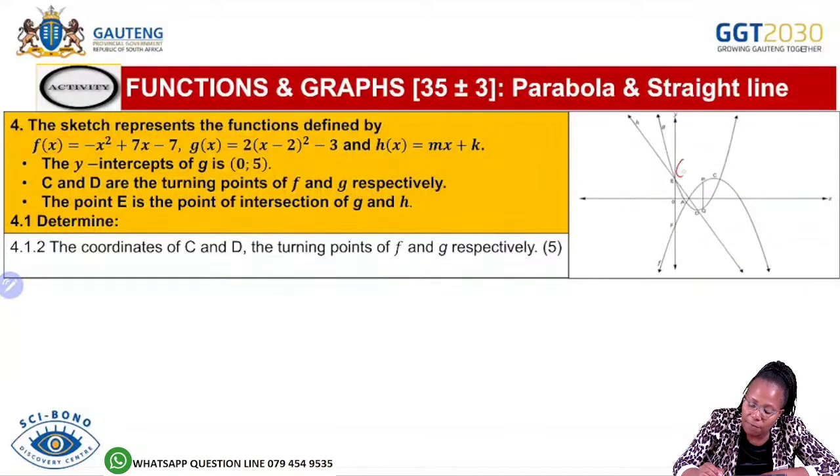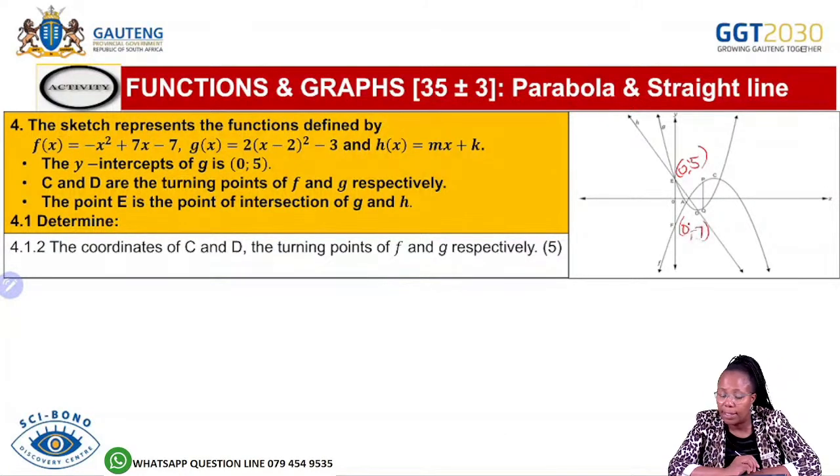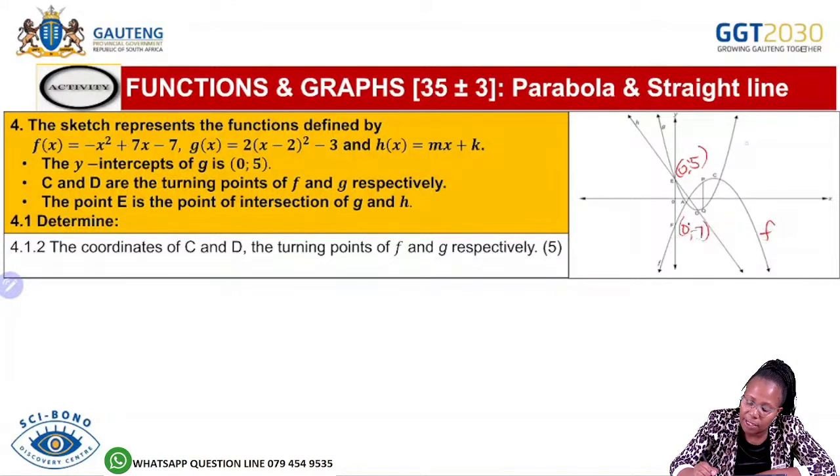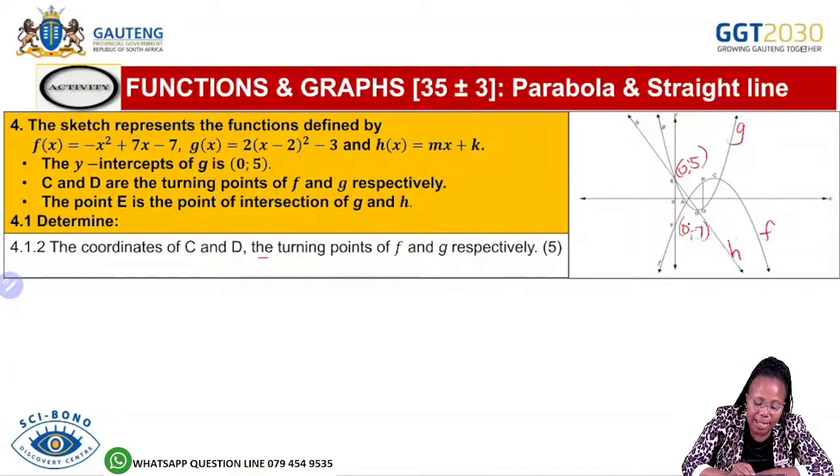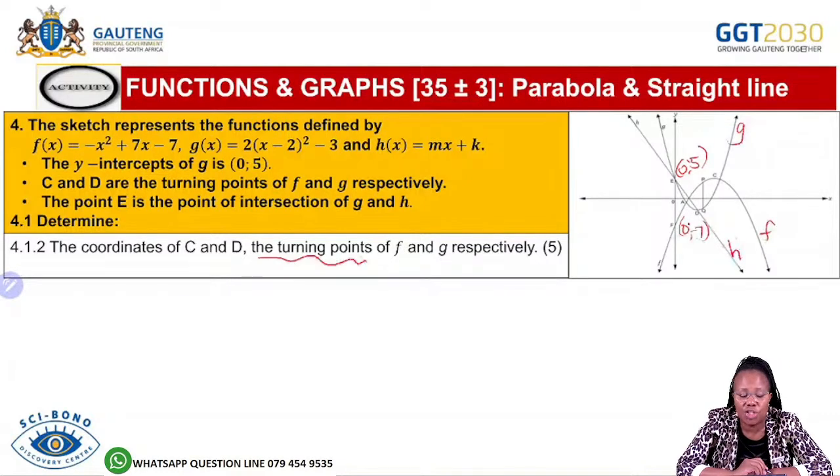So remember we have (0; 5) there and (0; -7) there. Okay, that is the f graph, that is the g graph, that is the h graph. And then the next question, they say determine the coordinates of C and D. Remember, C and D are the turning points of the f and g functions.